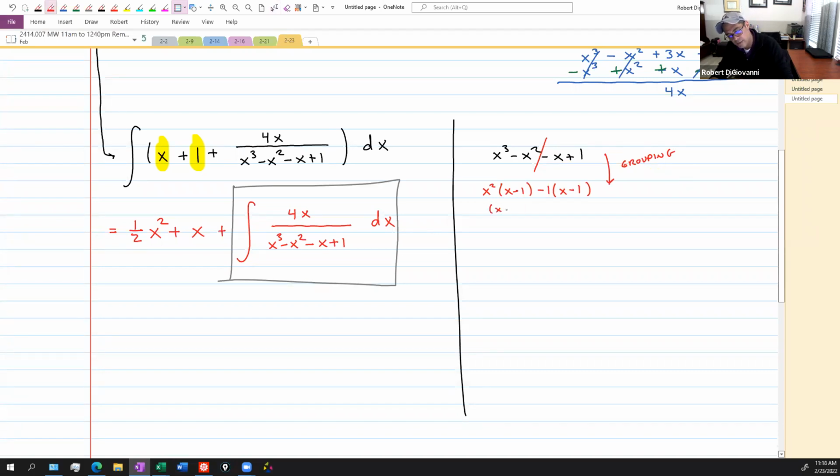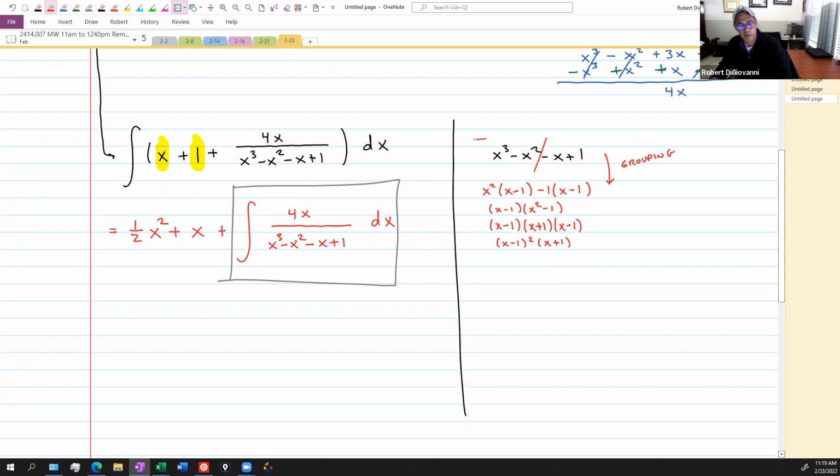This turns into x minus 1 times x squared minus 1. But the x squared minus 1 can turn into x plus 1 times x minus 1 because that's a difference of squares. And now I notice I have two x minus 1 factors. So I can write that as x minus 1 squared times x plus 1.